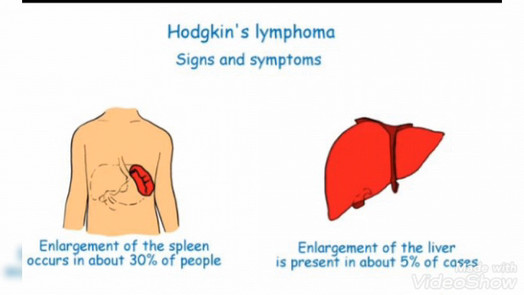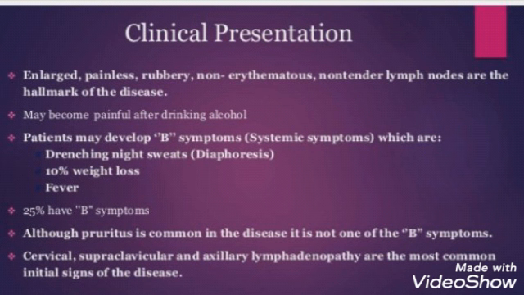There could be enlargement of the spleen, that is splenomegaly, and enlargement of the liver, that is hepatomegaly, reported in 5% of the cases. Enlarged, painless, rubbery, non-erythematous, non-tender lymph nodes are the hallmark of the disease, and these lymph nodes may become painful after drinking alcohol. Patients may develop B symptoms, that is drenching night sweats, weight loss, fever and anemia. Although pruritus is common in the disease, it is not one of the B symptoms.